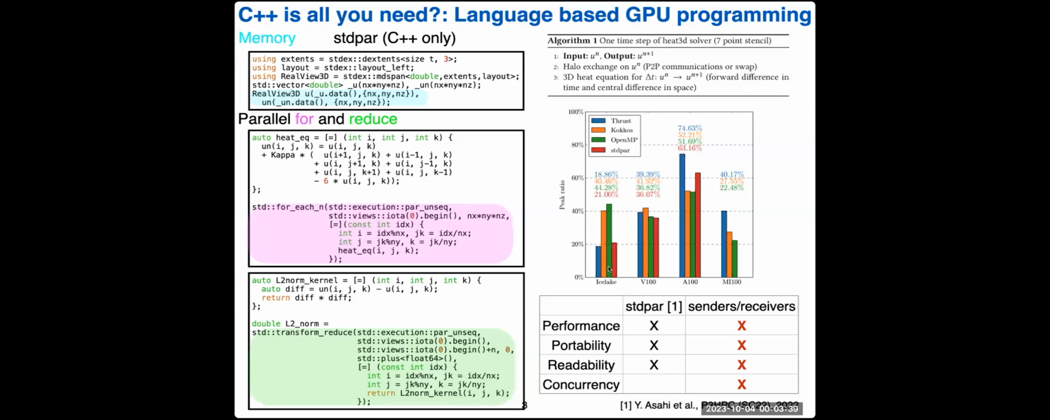We have measured the performance of the 3D heat equation solver on Ice Lake, A100 and H100, and std_par is showing quite competitive performance with the promising approaches like Kokkos, and sometimes works better. And on CPUs, there are some sort of vectorization issues, so it is less good, but still acceptable performance. So with std_par, we can achieve performance, portability, and readability. With senders receivers, we can even achieve the concurrency.